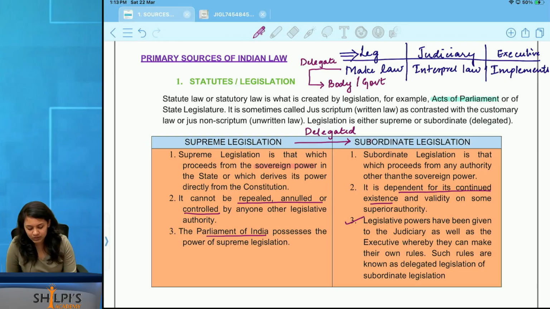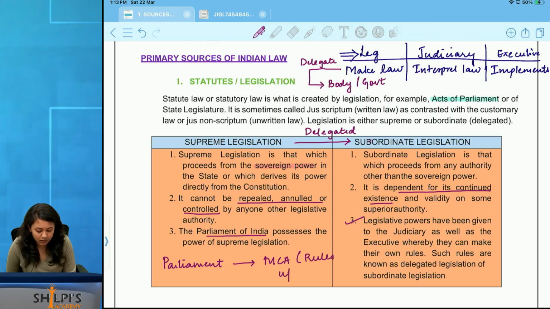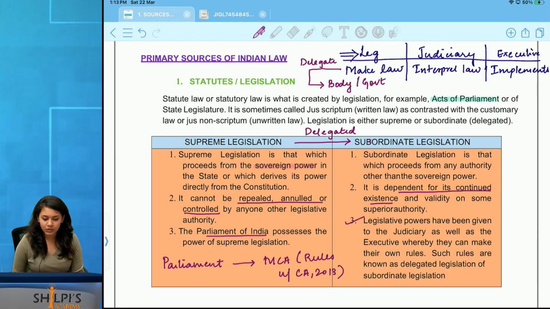Like I just clearly said, the Parliament has delegated the authority to the Ministry of Corporate Affairs to pass rules under the Companies Act of 2013. Okay, so this is what we call supreme legislation and subordinate legislation, and the difference between jus scriptum and jus non scriptum.